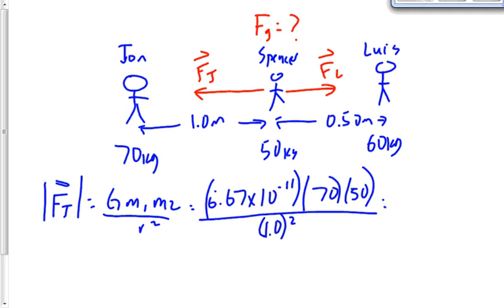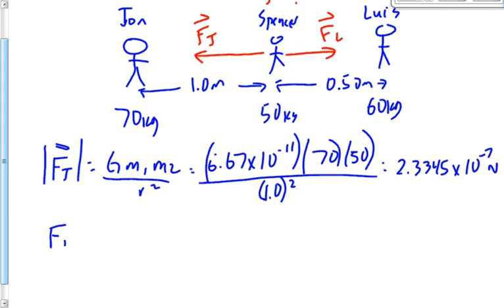The answer is 2.3345 times 10 to the minus 7 newtons. All right, are we done? No. We know the force of attraction between John and Spencer right now, which is pretty weak, by the way, actually. John's not all that attracted to Spencer after all, apparently. 10 to the negative 7 newtons.